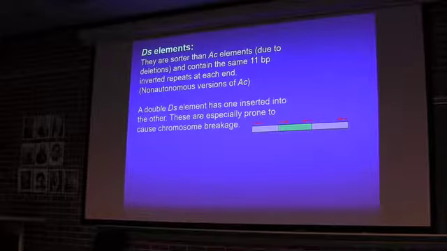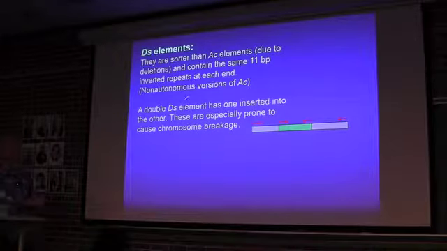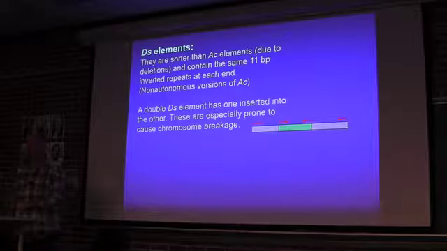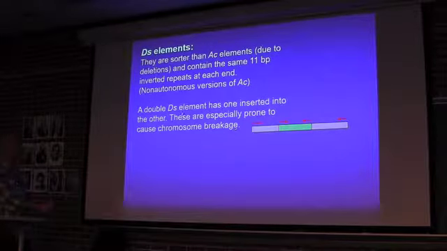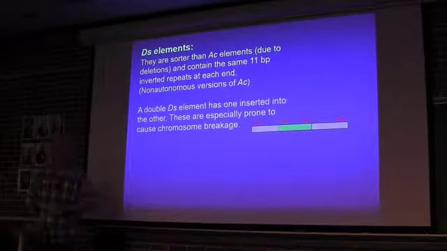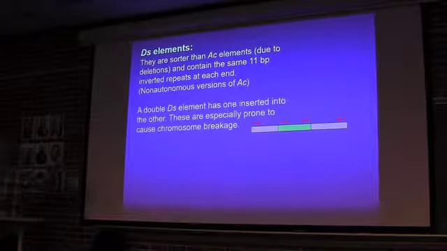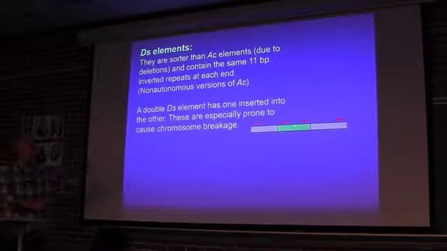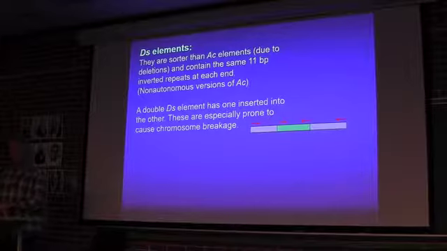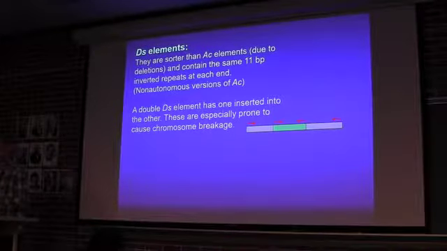A double DS element is one where DS has jumped inside of DS. It's a DS on DS crime. Here's the first one, and then there's the one that jumped inside of it. This kind of configuration is especially dangerous because it really has a high frequency of leading to breakage.